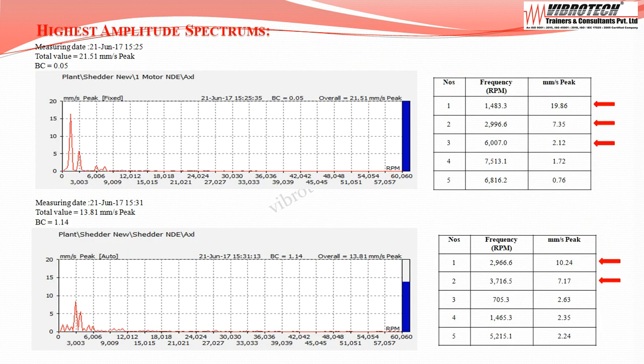Going through the spectrum and frequencies at the motor drive end, dominant peak frequencies are 1 times, 2 times and 3 times the running RPM. And spectrums at the shredder non-drive side show the dominant peak frequencies are at 2 times and 3 times the running RPM.